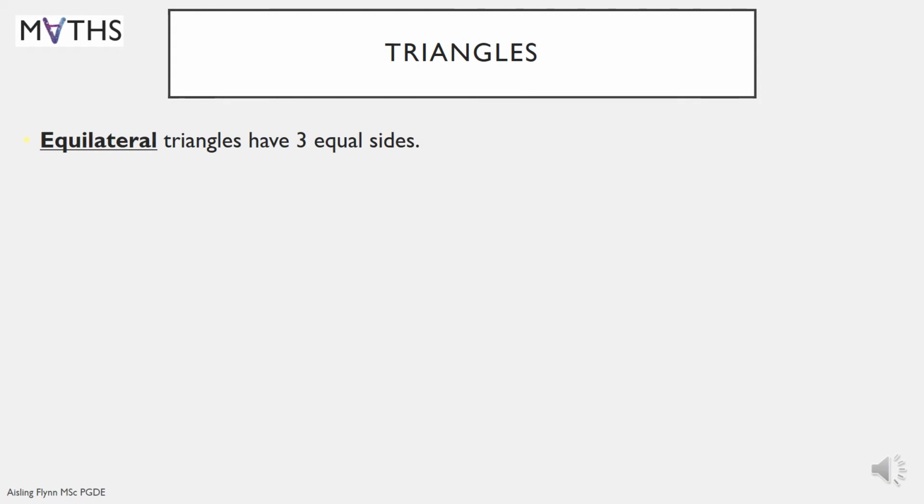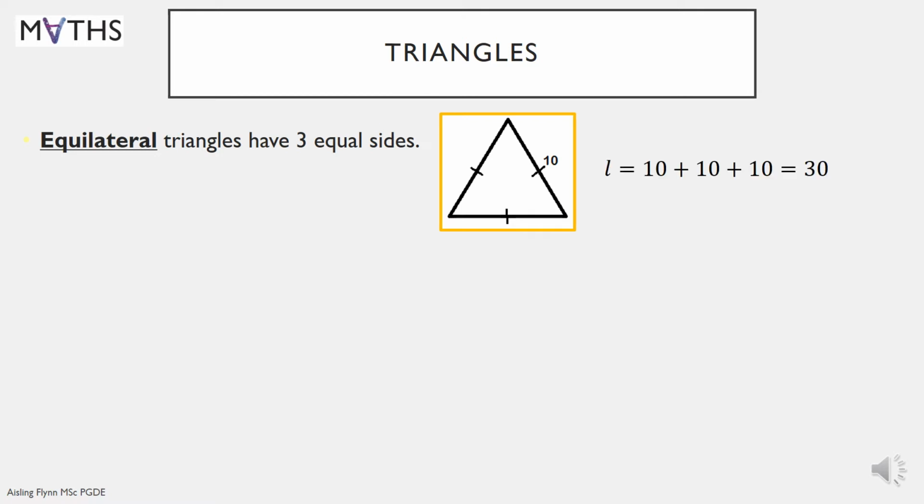Triangles. Equilateral triangles have 3 equal sides. So the word equilateral, equi means equal and lateral refers to the sides. They have 3 equal sides like this. This one here has side 10. The markings on the sides indicate to the reader that all 3 sides are equal. So the perimeter of that triangle is 10, 10 and 10, or 30.